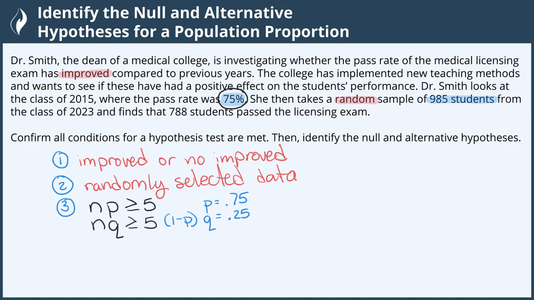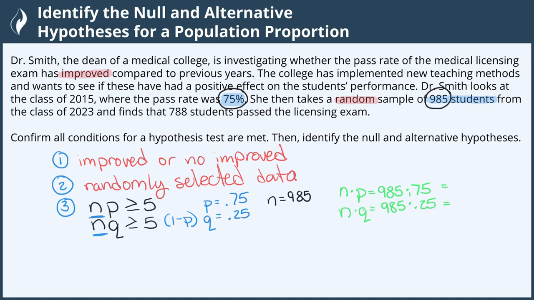Now we need to find the number of trials. This is N, and we look back and it shows us that she got a random sample of 985 students. So we know that N equals 985. So now we can multiply those together to ensure that both of those conditions are met. N times P, which gives us 985 times 0.75, and N times Q, which will be the same 985, but in this case times 0.25.